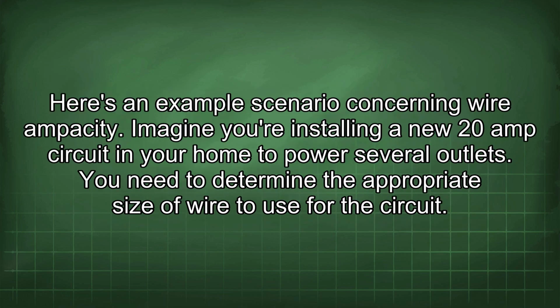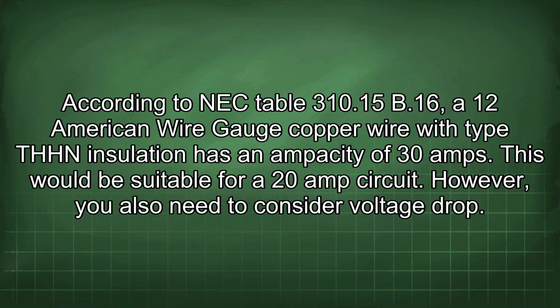Here is an example scenario concerning wire ampacity. Imagine you're installing a new 20-amp circuit in your home to power several outlets. You need to determine the appropriate size of wire to use for the circuit. According to NEC Table 310.15(B)(16), a 12 American wire gauge copper wire with type THHN insulation has an ampacity of 30 amps. This would be suitable for a 20-amp circuit.